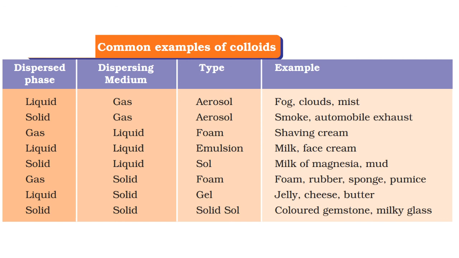Next one, solid foam or simply foam. Solid foam is a colloid in which a gas is dispersed in a solid medium. The examples of solid foam are foam rubber, sponge, pumice stone, bread, etc. Next one, gel. Gel is a colloid in which a liquid is dispersed in a solid medium. For example, jelly, cheese, butter, gelatin, etc. Last one is solid sol. Solid sol is a colloid in which solid particles are dispersed in a solid medium. The examples of solid sol are colored gemstones like ruby, and milky glass.